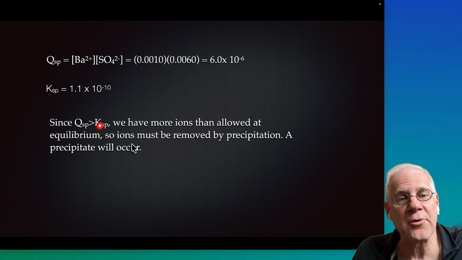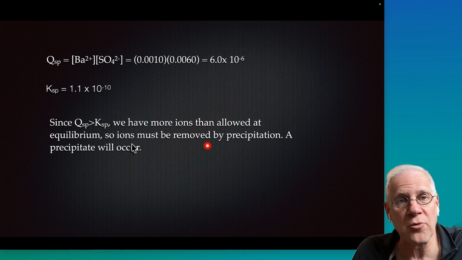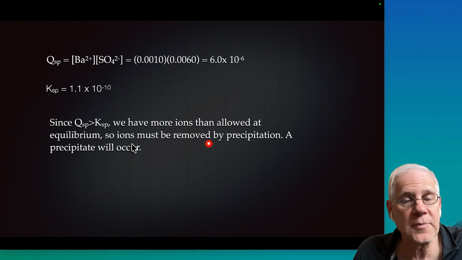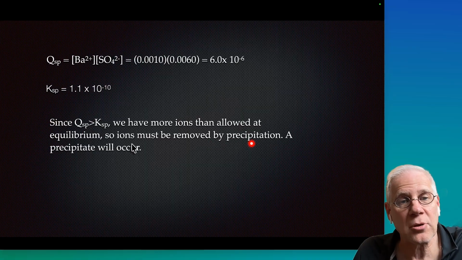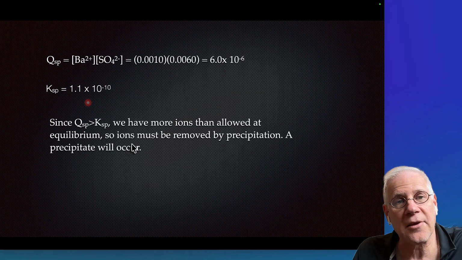Since the QSP value is greater than the KSP value, that means that my concentrations are higher than they are allowed to be in solution, and so the solution is oversaturated, and some of those ions have to be removed. They're going to be removed by the chemistry through precipitation. And so a precipitate will occur, and it will continue to precipitate until the product of the two ion concentrations matches my KSP.